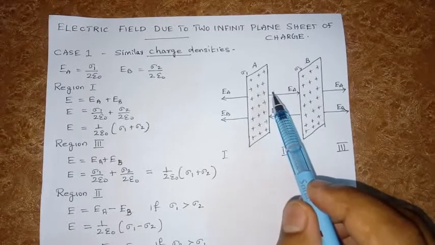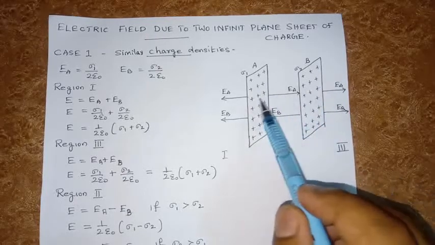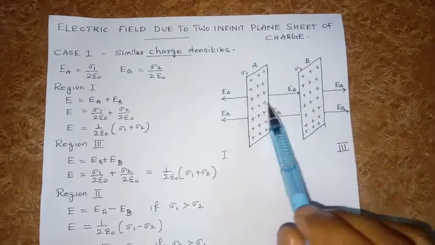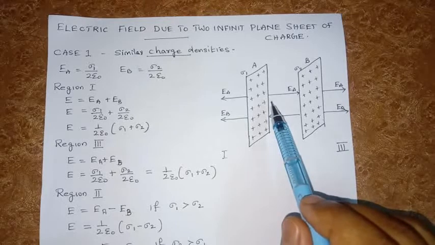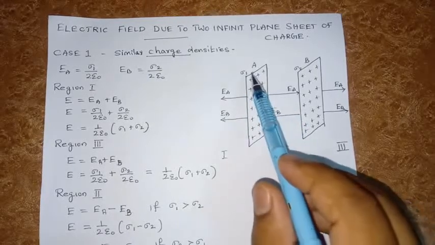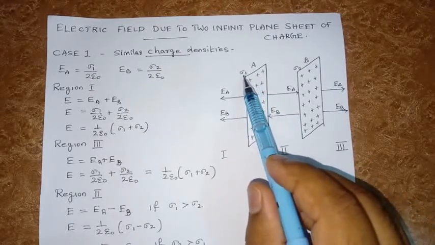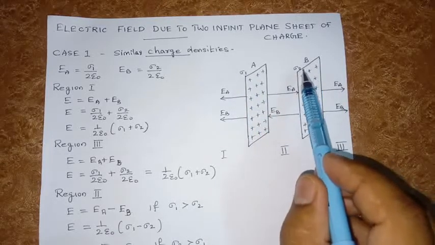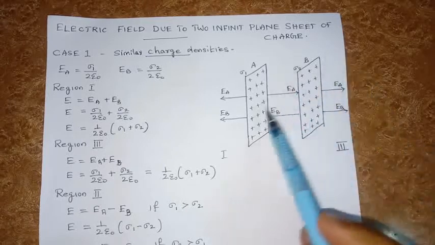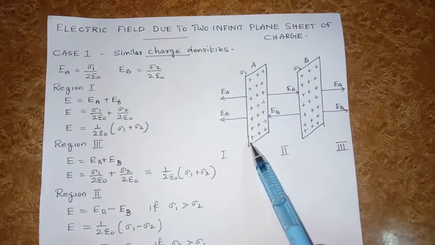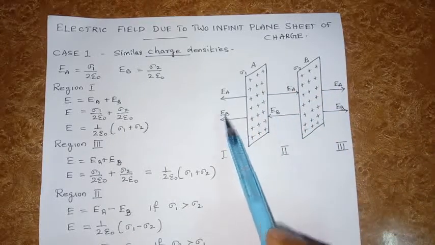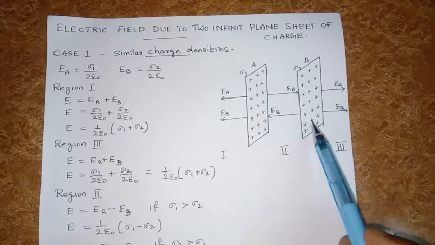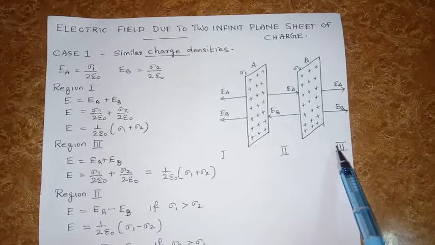Similar charge densities means these two sheets are charged with positive charge densities or negative charge densities. Let us take positive charge density. The first sheet A is charged with charge density sigma 1. The second sheet B is charged with charge density sigma 2. So these sheets create an electric field in this region 1, electric field in this region 2, as well as electric field in this region 3.